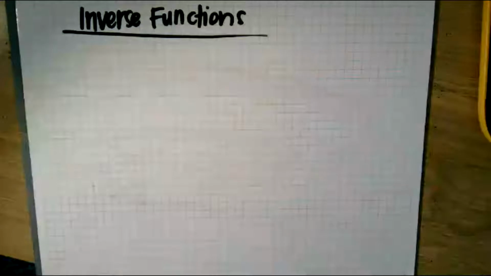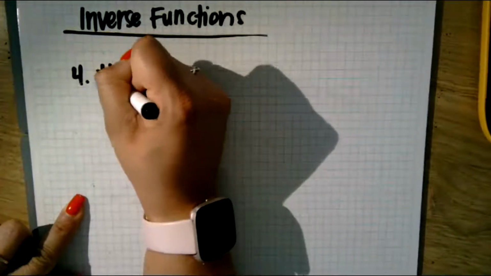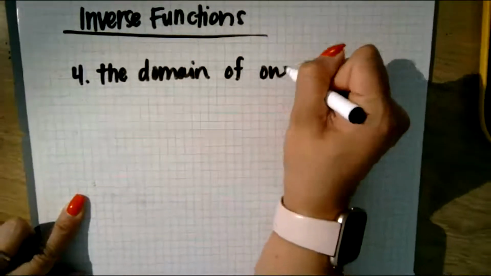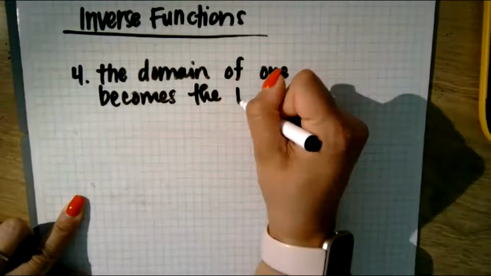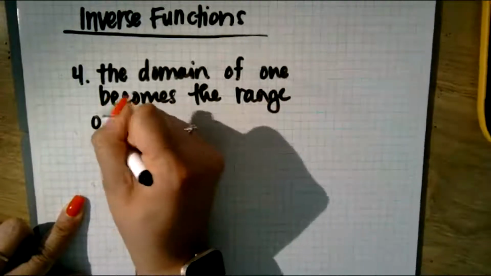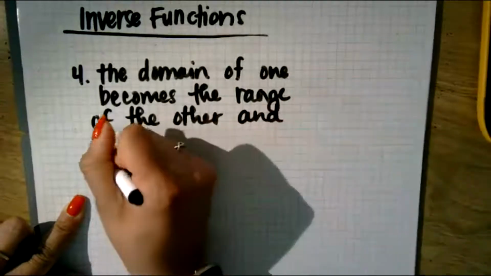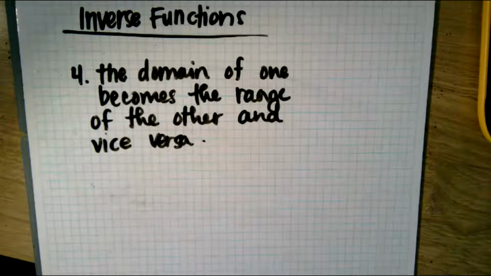Okay. Also, remember, if the inputs of one become the outputs of the other, that means the domain of one becomes the range of the other, and vice versa. Cool. Okay. So we recognize that, and now I'm going to be talking about the inverse function to the exponential.